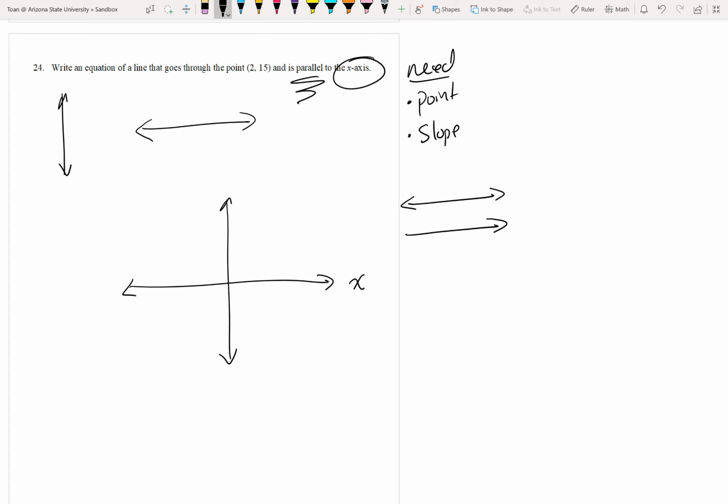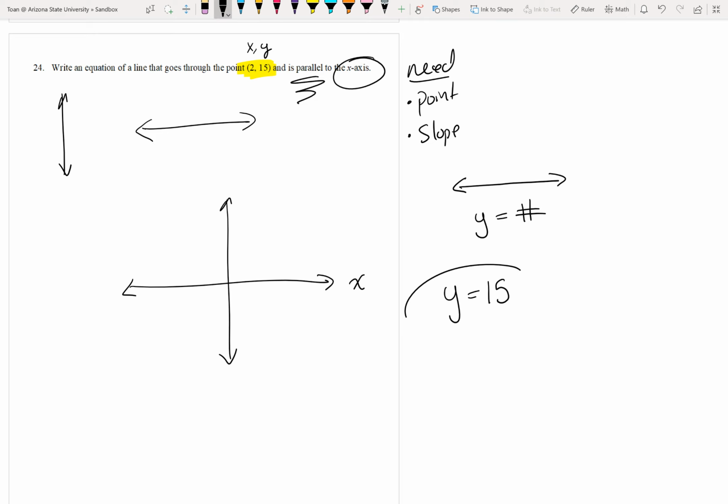Horizontal is parallel with horizontal. Well, what do equations of horizontal lines look like? Right. Horizontal lines look like y equals a number. Well, if I have to go through this point here, and knowing that this point is an x comma y value, and I know the equation should look like y equals a number, hopefully, it's very easy, the equation of a line that's parallel to the x-axis that has to go through 2, 15 is y equals 15. That was the equation of the line that satisfies these conditions.